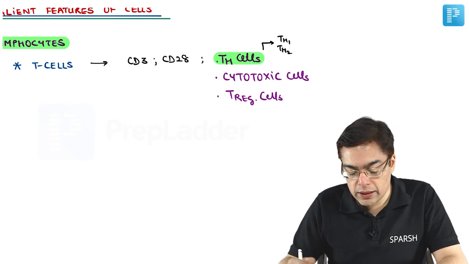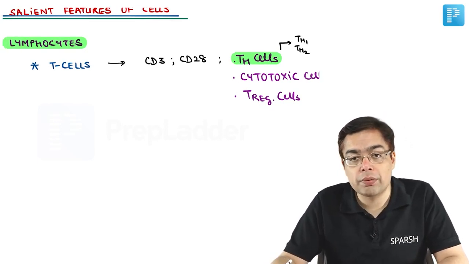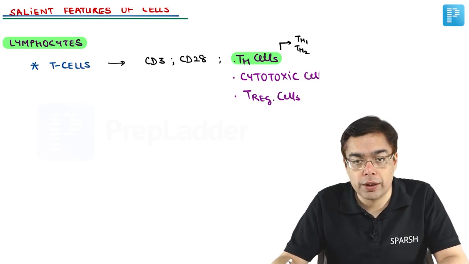The other important thing that is asked in the exam at times is the location of the T cells with respect to something like the lymph nodes. So they are present in the periarteriolar lymphoid sheath.